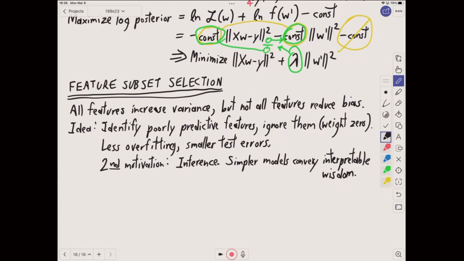And one thing I want to emphasize is that subset selection is a very general method. Just like you can add new features to almost any classification or regression algorithm, you can also subtract features in almost any classification or regression algorithm. And if they're poorly predictive features, it'll be a win.